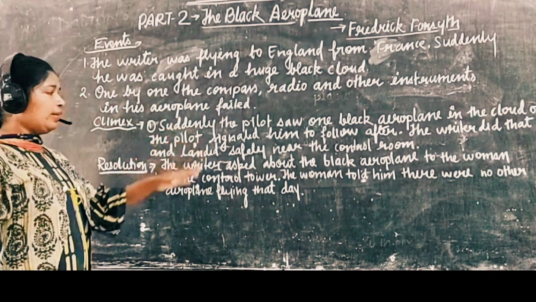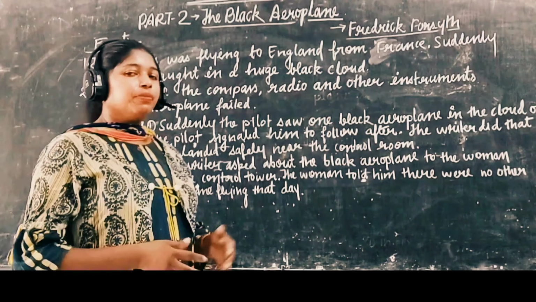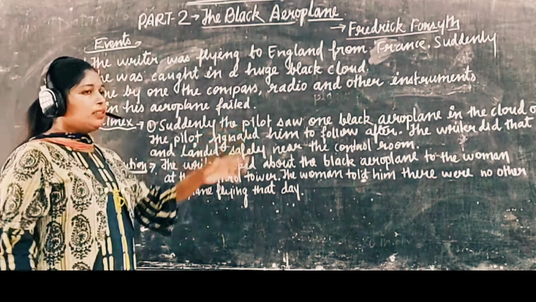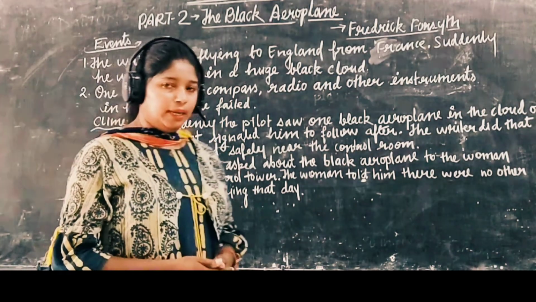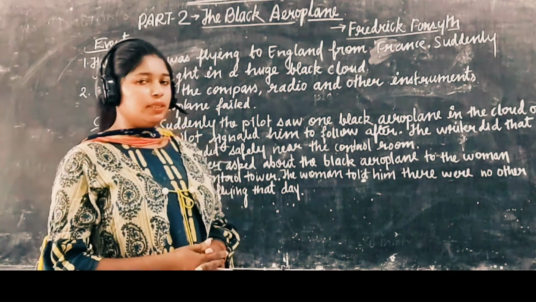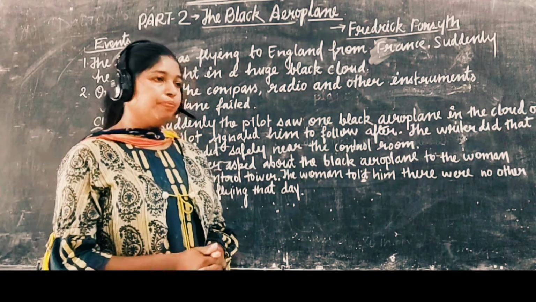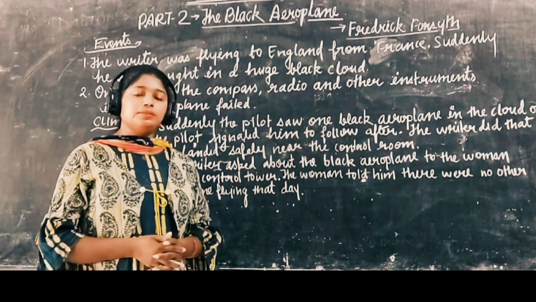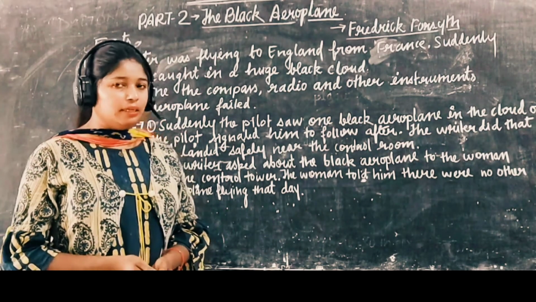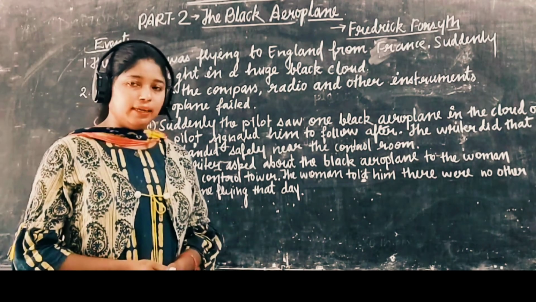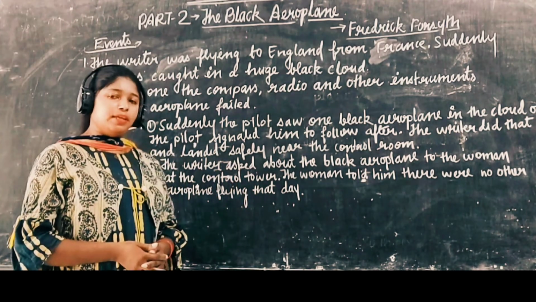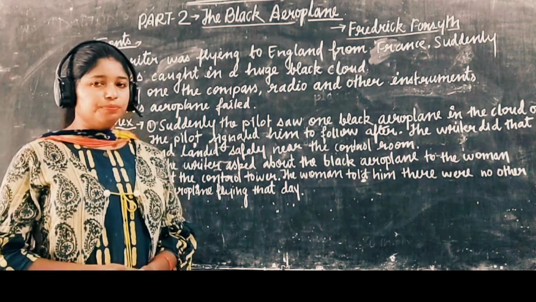Next, when the pilot was stuck in a huge black cloud, suddenly he saw a black aeroplane arrive there, and inside a pilot was sitting, flying that aeroplane. That pilot directed him to follow, and the narrator did the same. By following that black aeroplane, he safely reached near the control room.